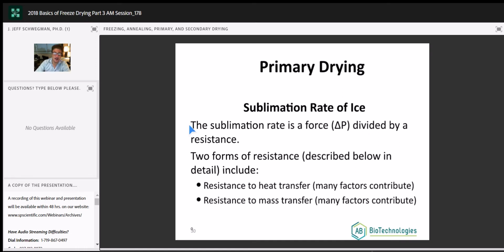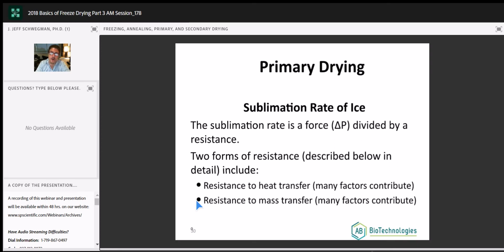The sublimation rate of ice, we can calculate this. Again, the rate is a force, or delta P, that we talked about, divided by the resistance. Now, there's a lot of resistance that we encounter in freeze-dried products. Resistance to heat transfer is one of them. Okay? Many factors contribute. So we can control the temperature of the thermal fluid in the shelf, okay? But we've got to get that temperature, that heat, up to the sublimation front. And we get a lot of resistance of heat as we go from the thermal fluid up to the sublimation front. We'll talk about some of those.